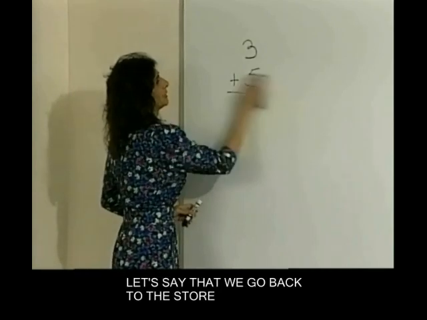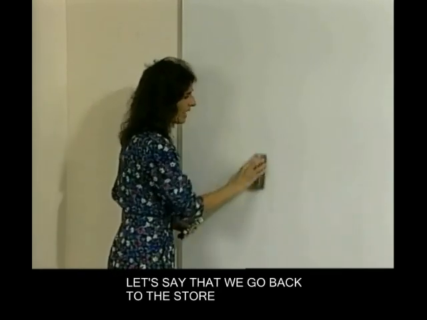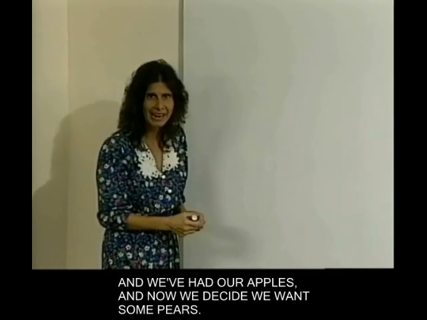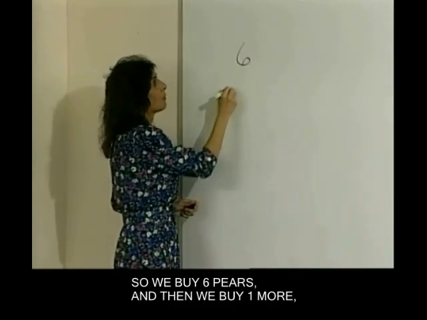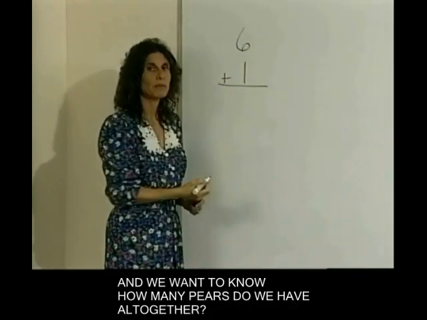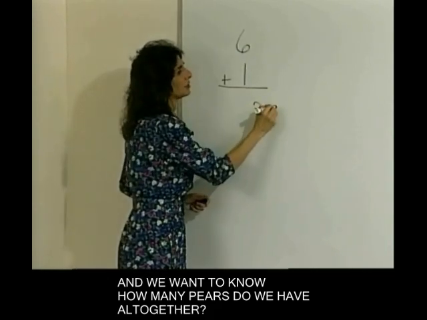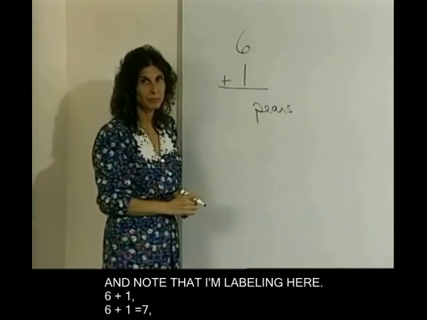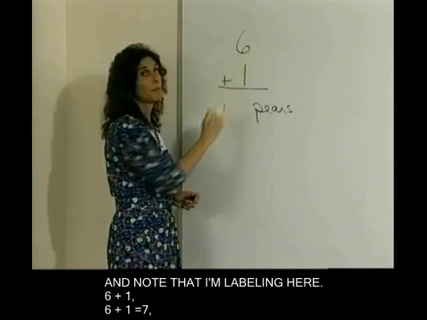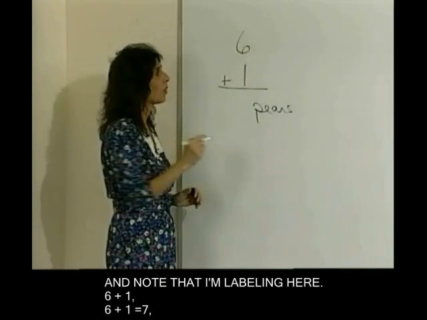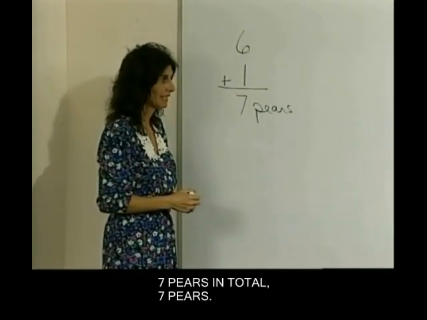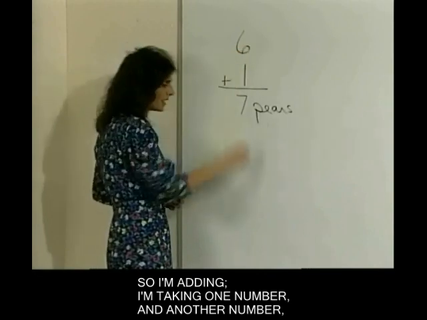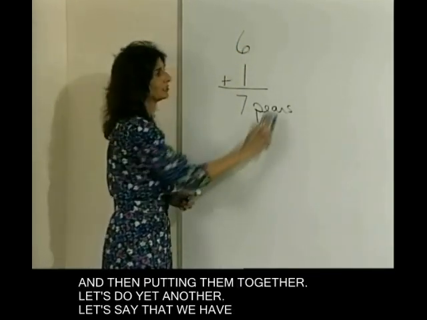Let's say that we go back to the store and we've had our apples, and now we decide we want some pears. So we buy 6 pears, and then we buy 1 more, and we want to know how many pears we have altogether. Note that I'm labeling here. 6 plus 1 is 7. 7 pears in total. So I'm adding. I'm taking one number and another number, and putting them together.